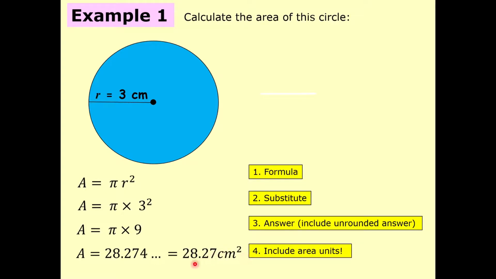Here we've rounded it to 2 decimal places. And you must remember, because we're calculating area, you need the squared centimetres, or if it was metres, squared metres, and so on. So write down your formula, substitute into your formula, calculate your answer, including the unrounded answer, and then you want to round your answer and include units. Sometimes questions might ask you to round it to a given number of decimal places, but for these examples, I'm just going to round it to 2 decimal places each time.